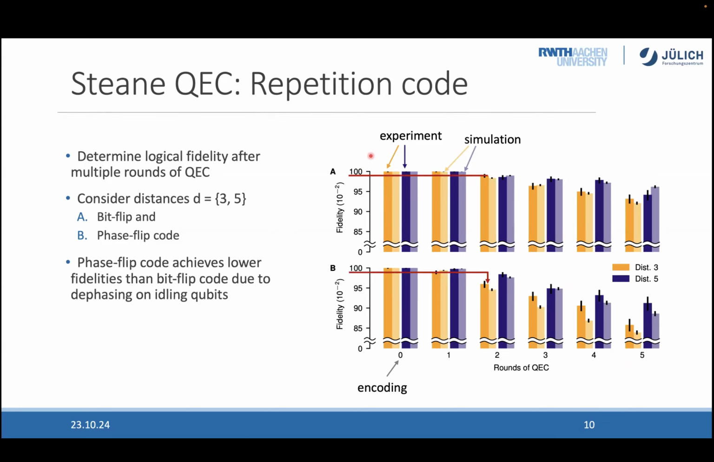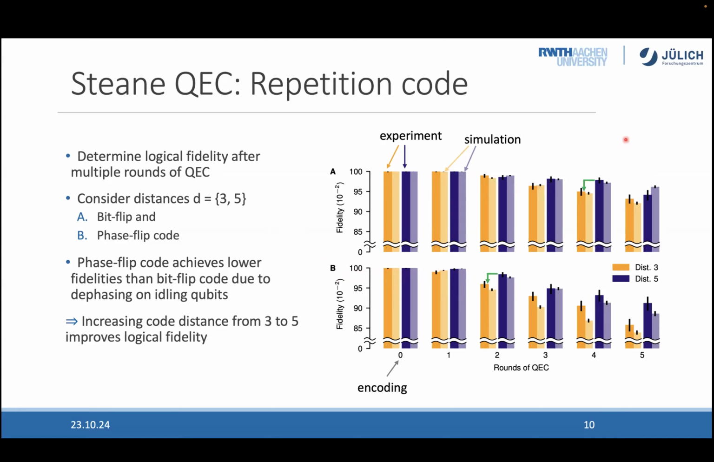First of all, we can see that the phase flip code achieves lower fidelities than the bit flip code, and this is just due to dephasing on idling qubits. This does not affect the bit flip code because, if you look at the 0, 0, 0 state, a Z error doesn't do anything to it effectively, which is why we only see this drop in fidelity due to dephasing when we look at the phase flip code. And second, we also see that fidelities increase when we go from distance 3 to distance 5, which means that in this regime for this code, we are effectively operating below the pseudo threshold of this code.